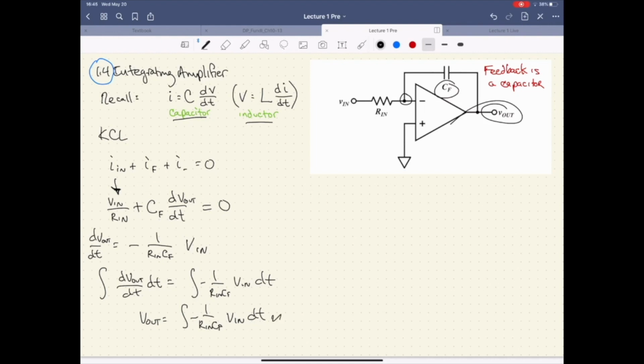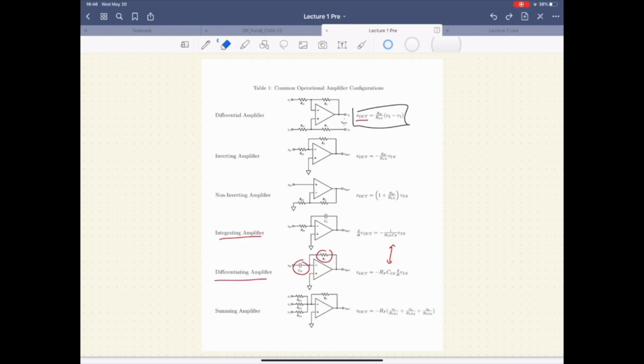Now this is a little loosey-goosey because you haven't defined your limits or anything on your integral. But for all intents and purposes here, you can see that we've effectively integrated our input voltage to produce our output voltage. So that's a very useful tool for us.